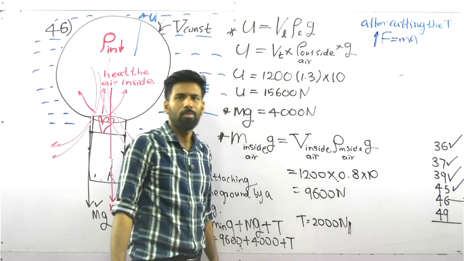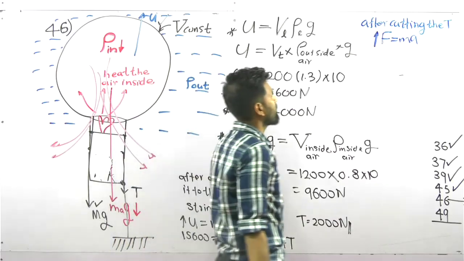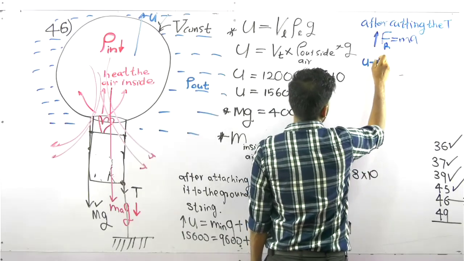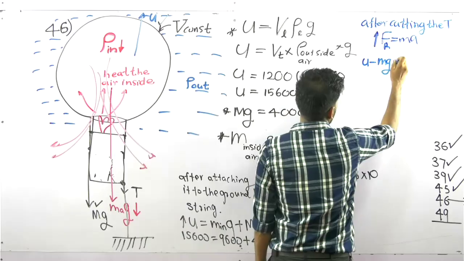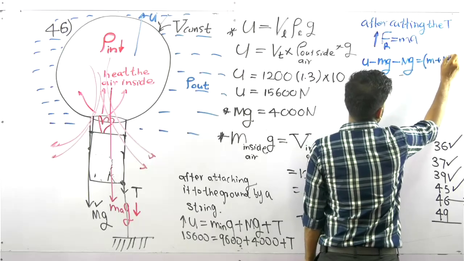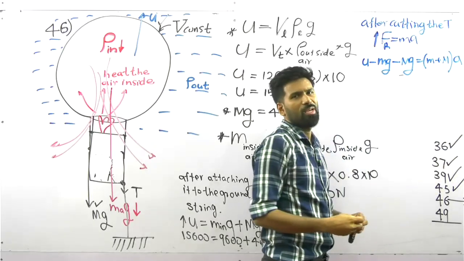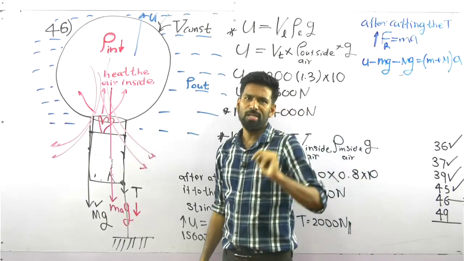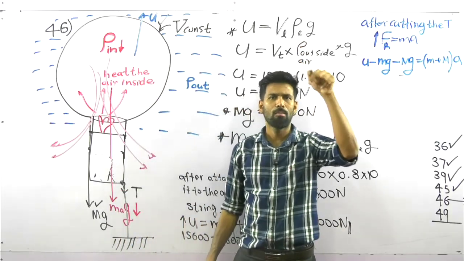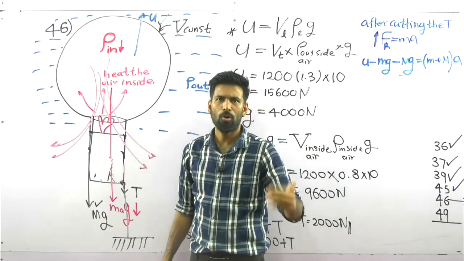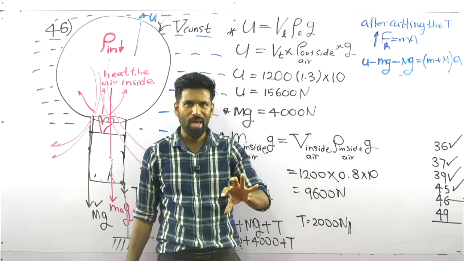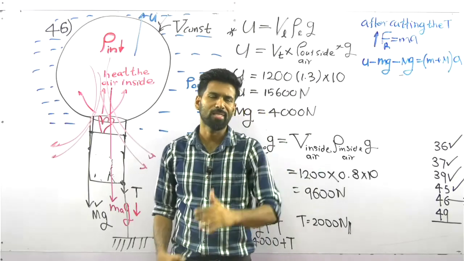After cutting the string, I will apply F equals ma upward. F is the resultant force: upthrust minus inside air weight minus object weight is equal to inside air plus object mass times acceleration. When I'm applying F equals ma upwards, what is the upward resultant force? Upthrust minus inside air weight, minus weight of the rubber, is equal to total mass times acceleration. Total mass is inside air mass plus rubber mass.